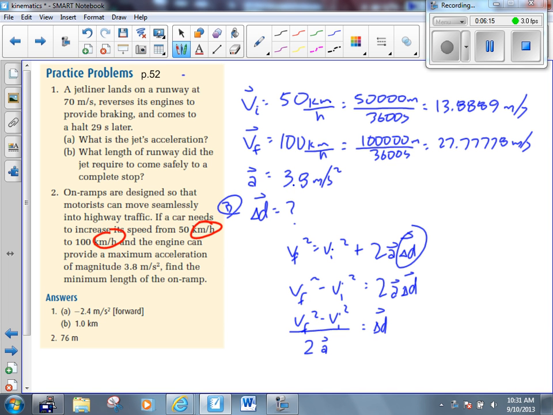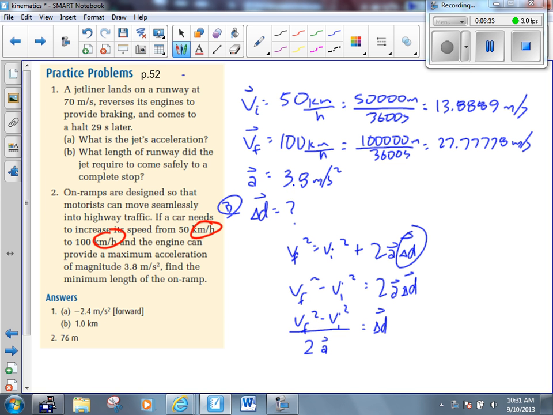Now, some people look at this and think, oh, I've got a Vf squared. I've got to square root something. No, you don't. You only square root something if you're solving for Vf or Vi. You only square root something if you've got to get rid of the square. So don't make the question harder than it has to be, okay?